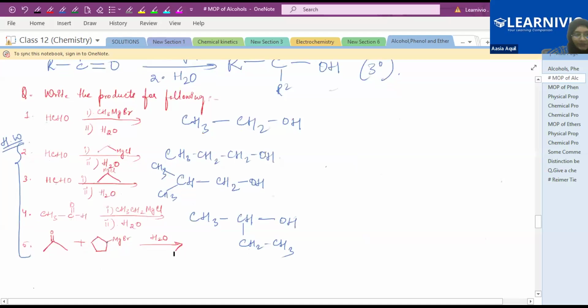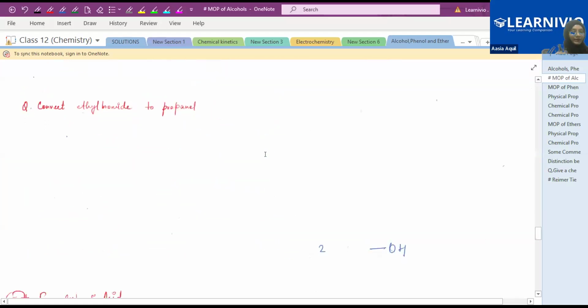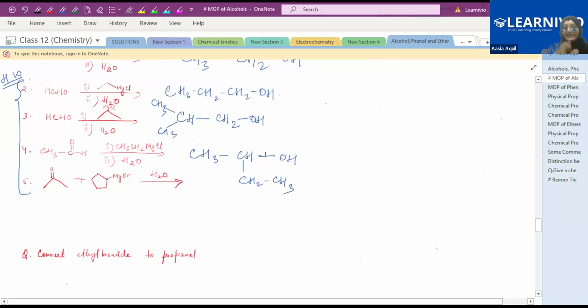Okay, I'm just writing this fifth mechanism, the ketone one. You have to follow the same mechanism for all this type of question. See, this is a ketone, right? This is the ketone, and you have this Grignard reagent, RMgX. So what is the R group here? R is basically a cyclopentane. What is our R group? R is your cyclopentane, you can say a pentyl.